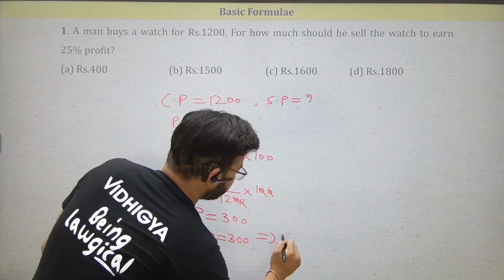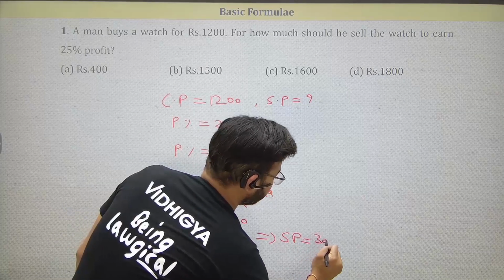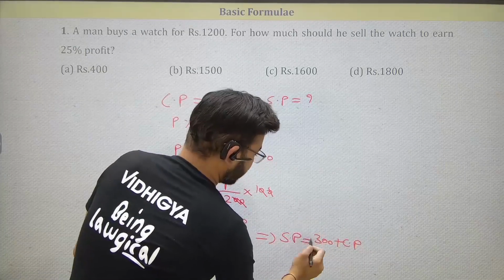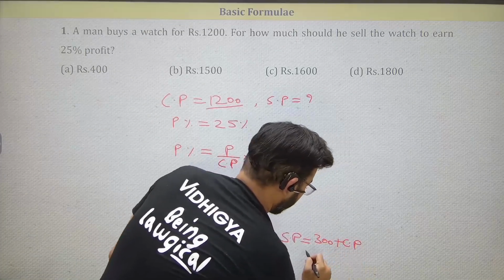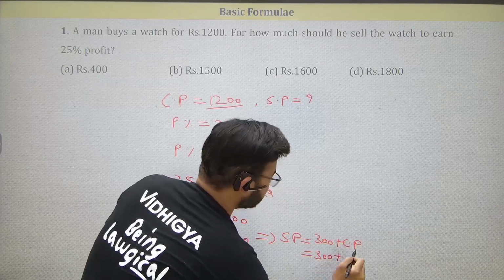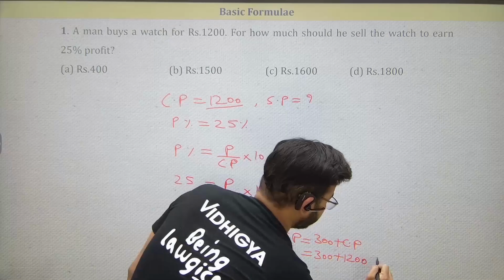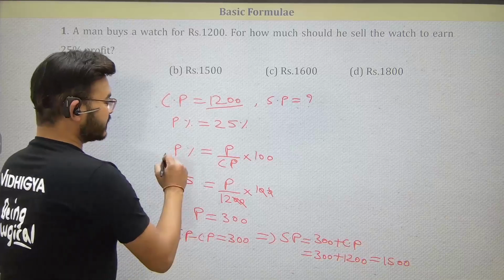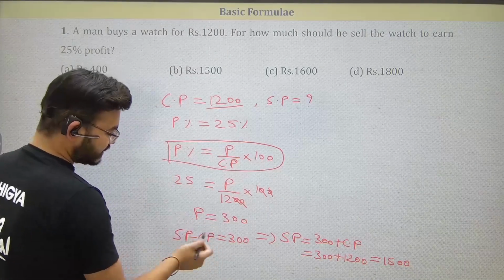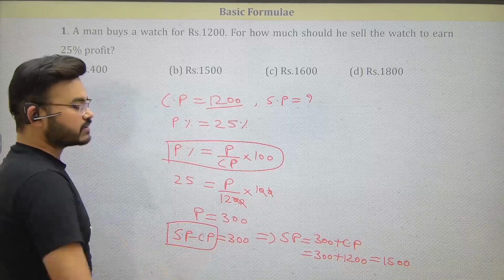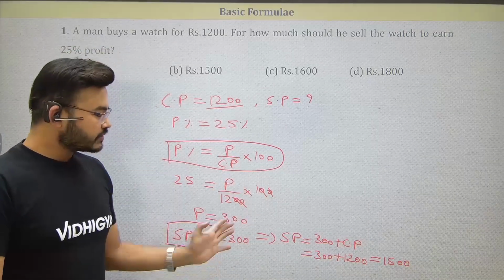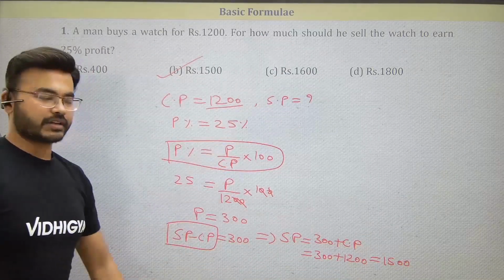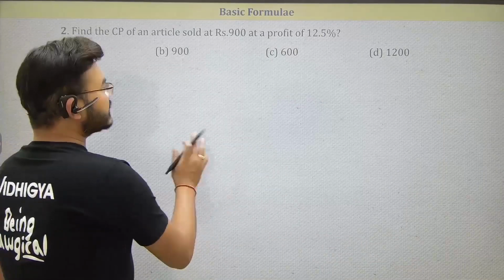This will imply selling price will be 300 plus cost price. Cost price we know it is 1200. So selling price becomes 300 plus 1200, which is equal to 1500. So just by using this one formula, that is profit percent, and the next formula, that profit is selling price minus cost price, using these two formulas we could calculate the selling price. It came out to be 1500 rupees.